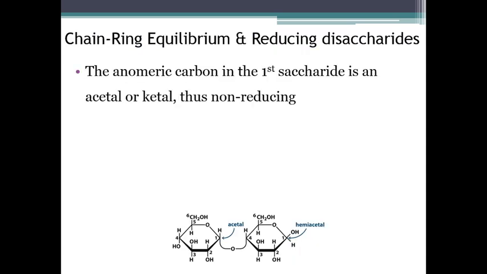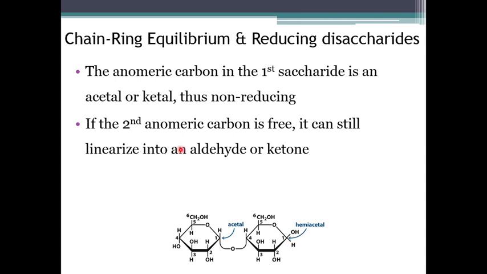Again, reiterating my point, the anomeric carbon in the first saccharide is an acetal or a ketal, thus non-reducing. This is an acetal. Because this is an acetal, this is non-reducing. If the second anomeric carbon is free, it can still linearize into an aldehyde or a ketone, and hence this hemiacetal is reducing.